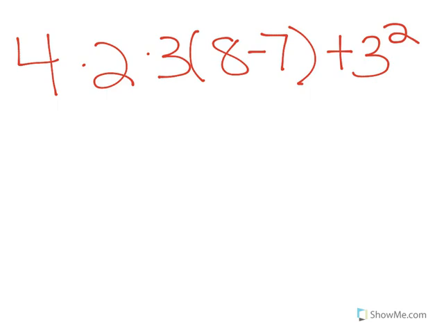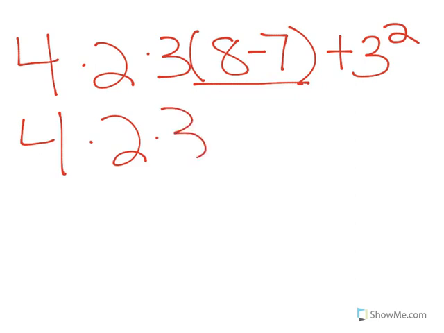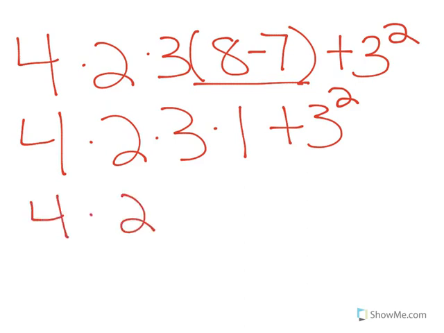Please excuse my dear Aunt Sally is what we're trying to remember, and that tells us that we do parentheses first. So 8 minus 7 gives me 1. So I get 4 times 2 times 3 times 1 plus 3 squared. Exponents is next, so 3 squared gives me 9.